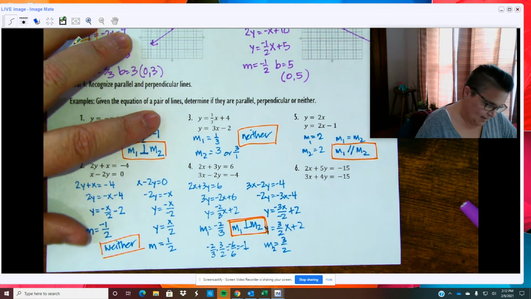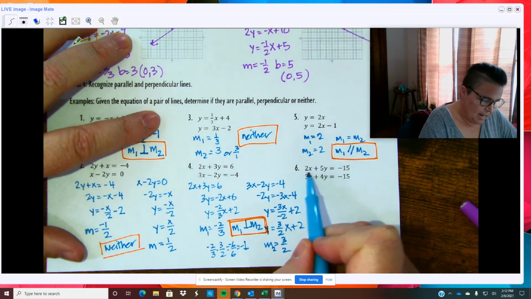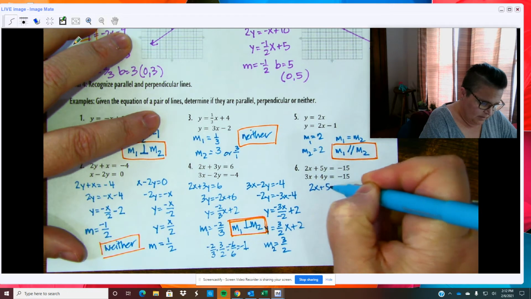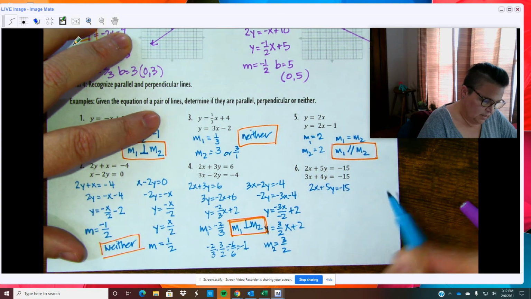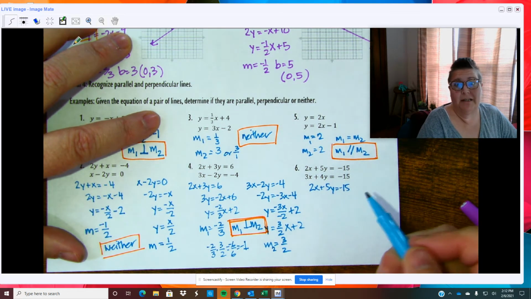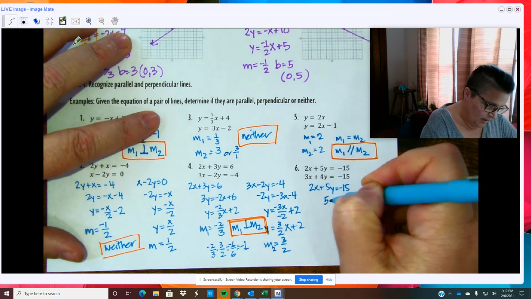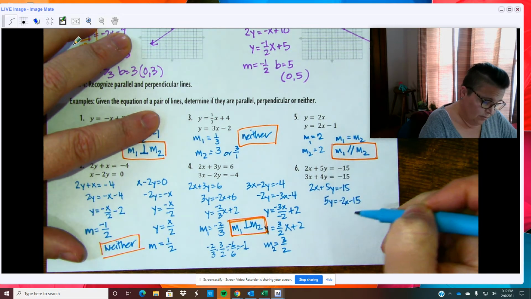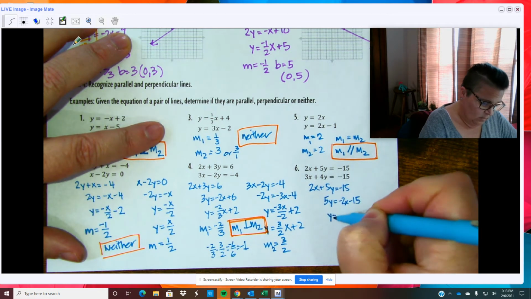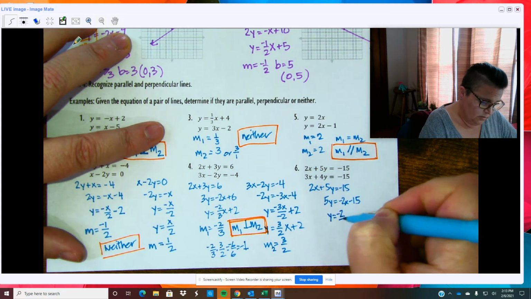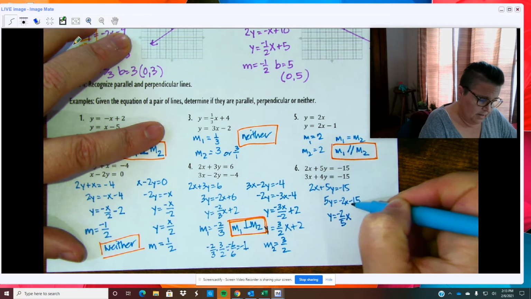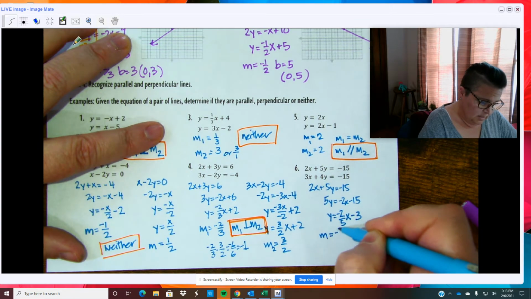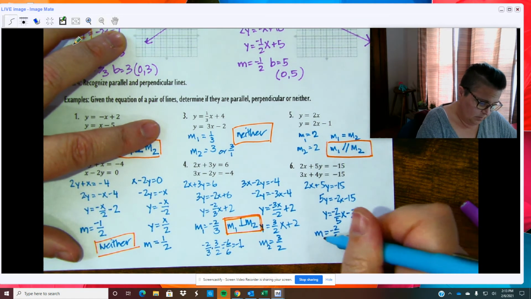All right, what about number 6? Number 6, we're still in ax plus by equals c. So we have to change the format. 2x plus 5y equals negative 15. I've got to isolate the y to get it into slope-intercept form. 5y is negative 2x minus 15. Divide everything by 5. I get y is equal to negative 2/5 x minus 15 over 5, so that's minus 3. My m here is negative 2/5, m sub 1.